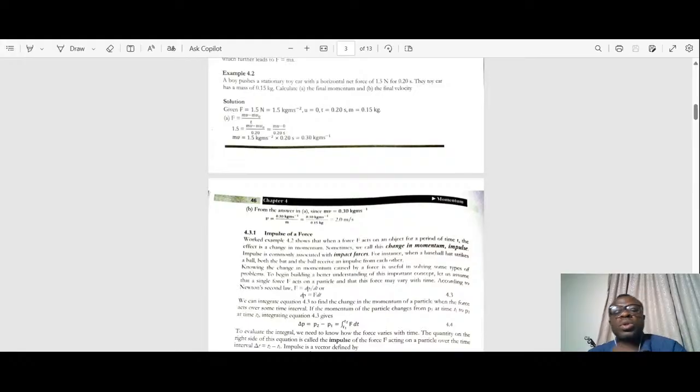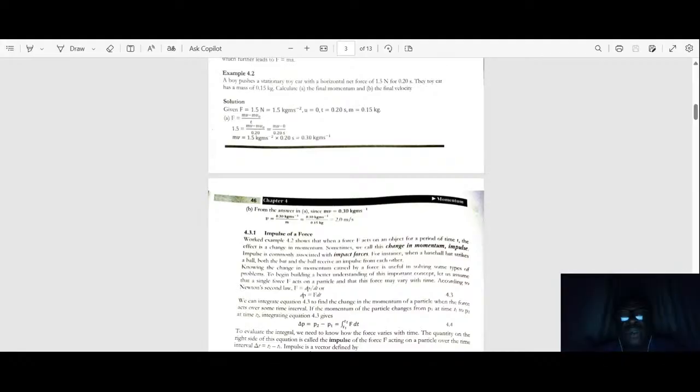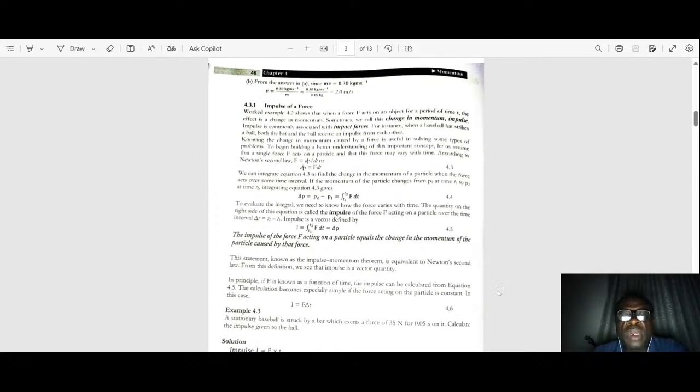So looking at the impulse. Impulse is the same thing as force times time, and that impulse is equal to the change in momentum. So from here, you can see that impulse is equal to the force. Look at equation 4.6. If you are asked to calculate impulse, impulse is equal to force times change in time.